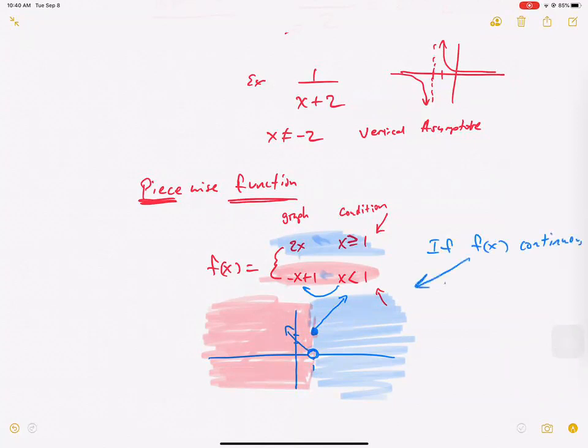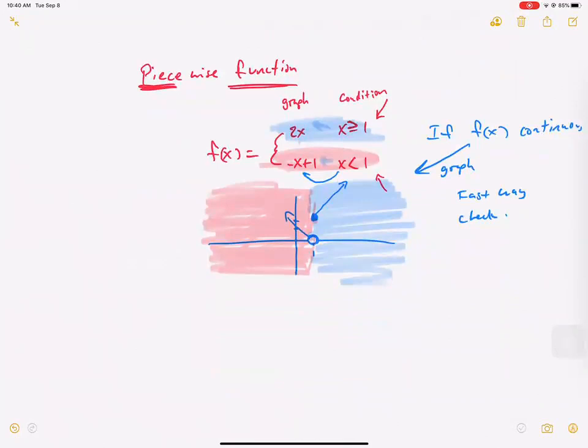You could graph it, and that's 100% okay. But the fast way, just check. Our rules say, does the limit exist? Does the limit as x approaches a of f of x equal f at a? Okay? And we're going to use this rule to check. It might seem a little harder than it is, but we're going to follow this rule.